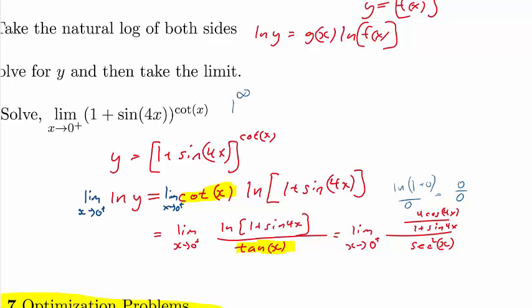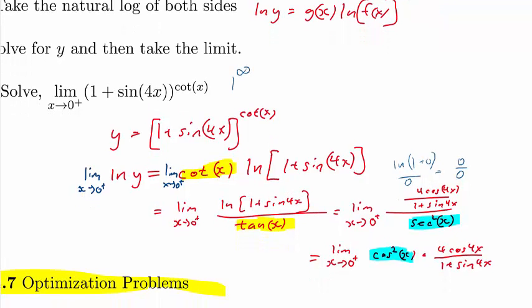Alright, so let's do some more rearranging here. And so the limit as x approaches 0 positive. Recall that secant squared is simply 1 divided by cosine squared. So we can bring that up in the front. Cosine squared x. And then multiply by 4 cosine 4x divided by 1 plus sine of 4x.